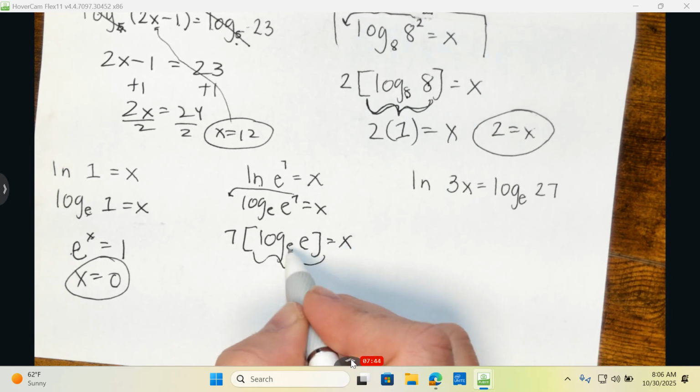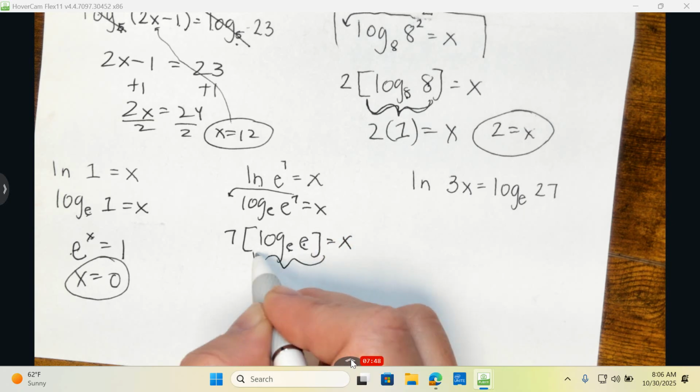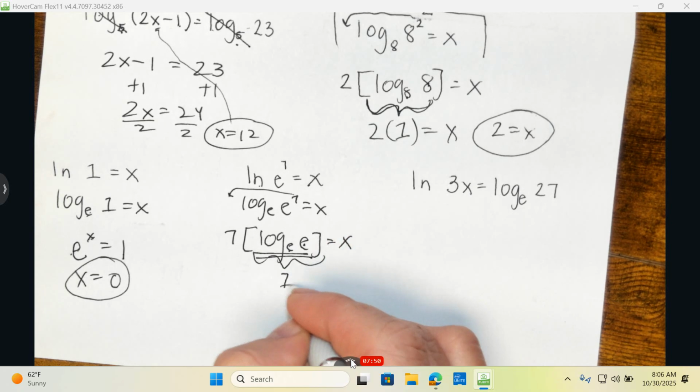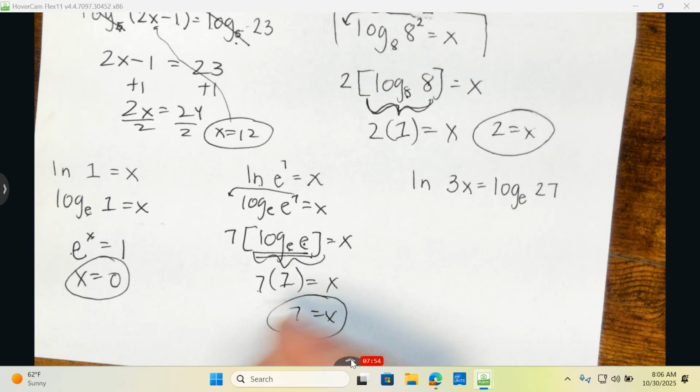We're doing mental math. e raised to what value equals e? When they're exactly the same, this portion will always be 1. So I have 1 times 7 equals x. 7 times 1 is 7.